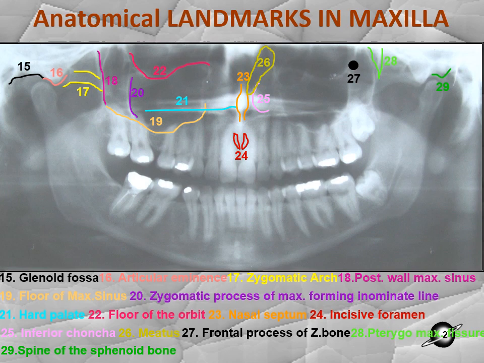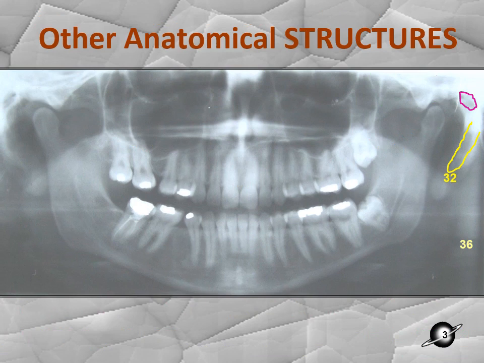Twenty-nine is the spine of the sphenoid bone. And thirtieth, maxillary tuberosity, distal to the third molar. And thirty-one is the lateral pterygoid plate. And again, lingual to it is the medial pterygoid plate. Usually pterygoid plates are not well appreciated with an OPG image.